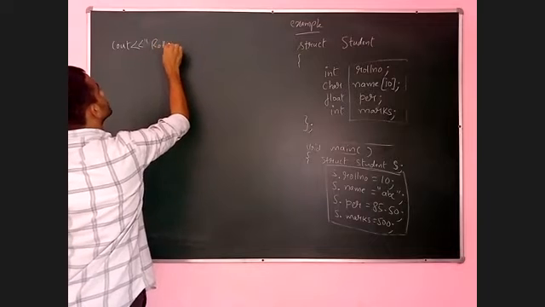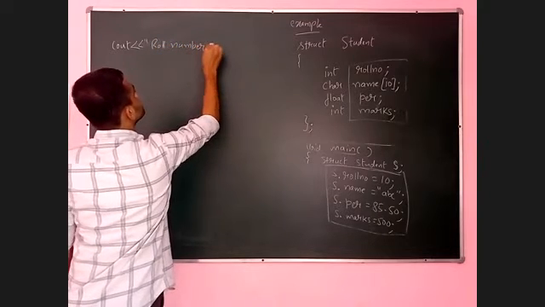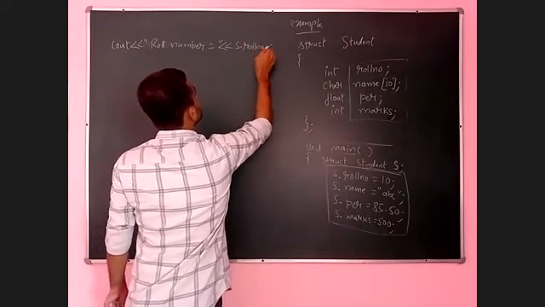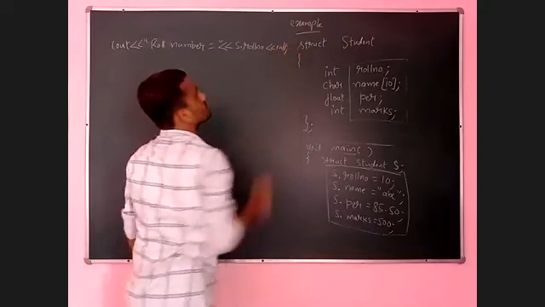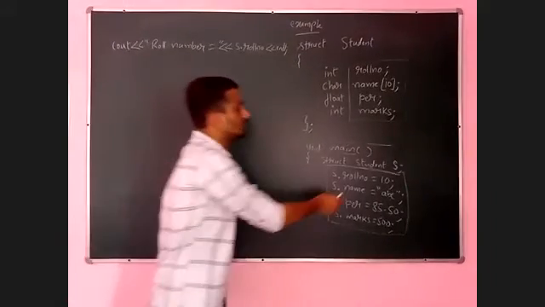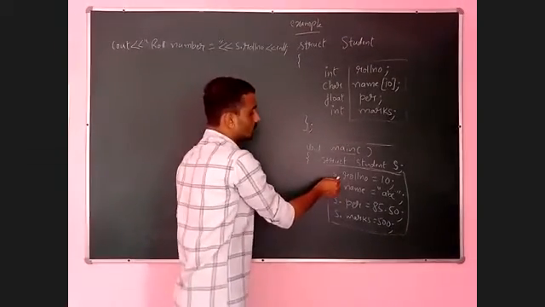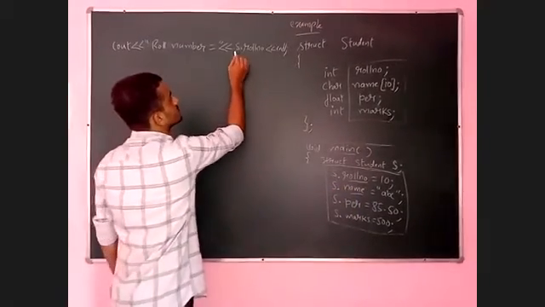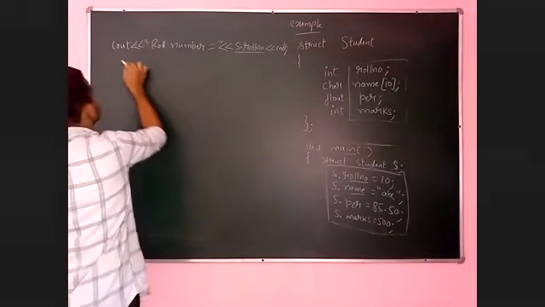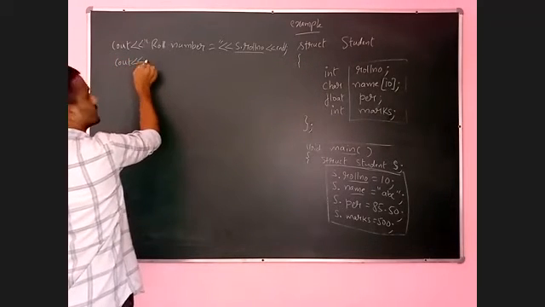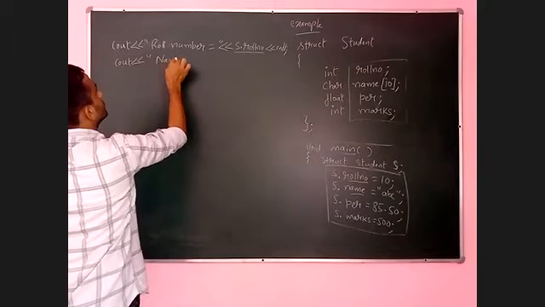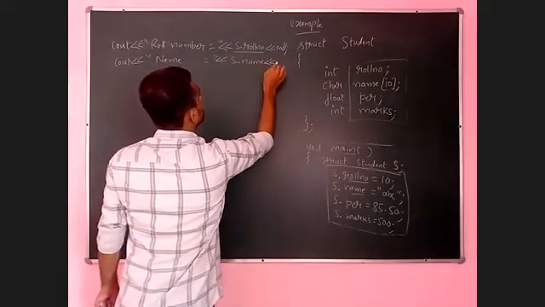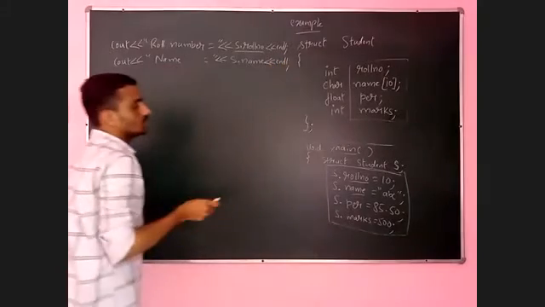So cout roll number is equals to, insertion operator, S dot roll number. And then, see, the same method as when you store the value and when you display: structure variable dot member name, structure variable dot member name. The same method you have to follow. So here also I am displaying structure variable dot member name. Next, second cout, name is equals to S dot name. Then put endl, so as to display all the values individually.